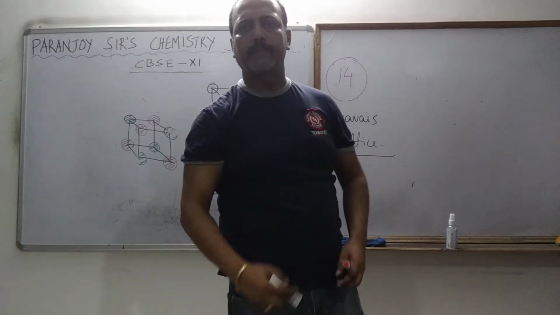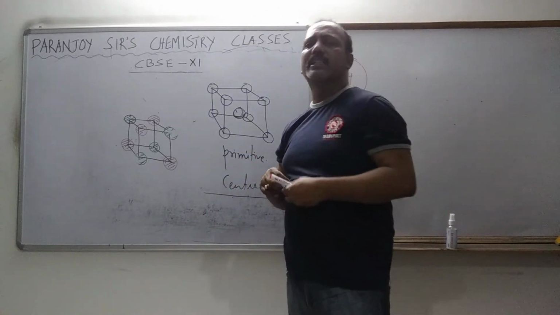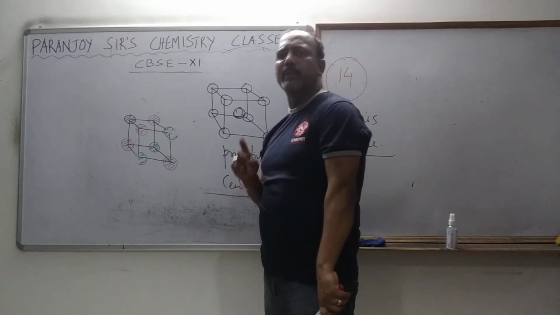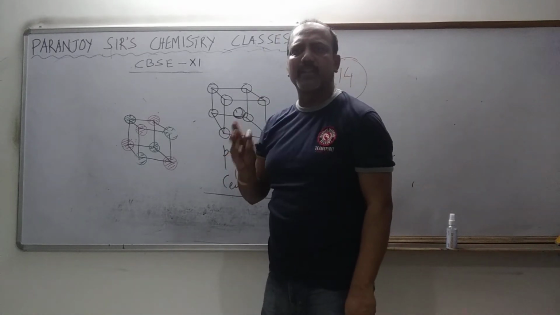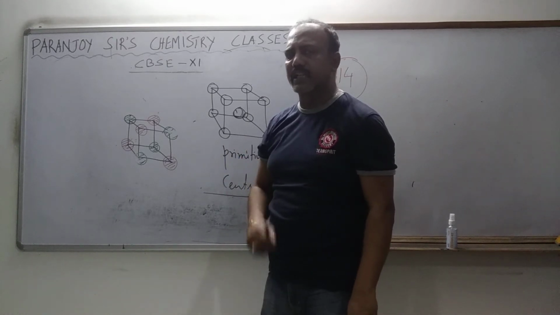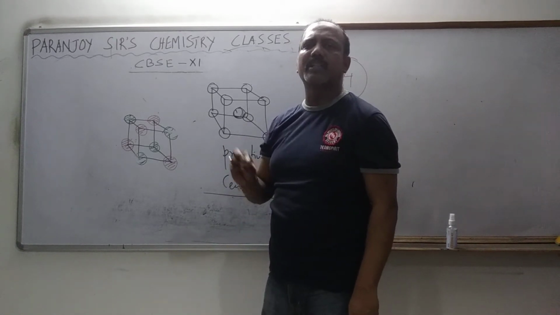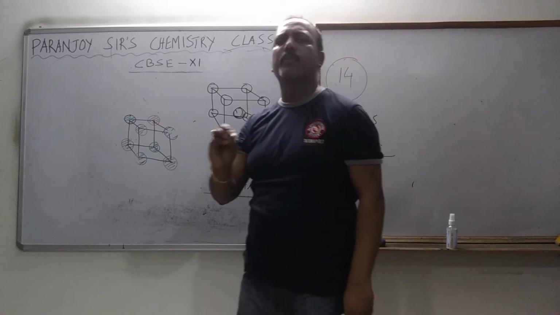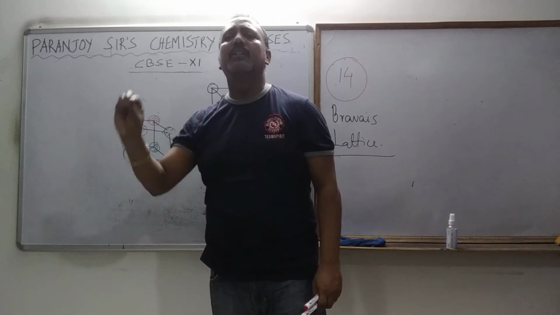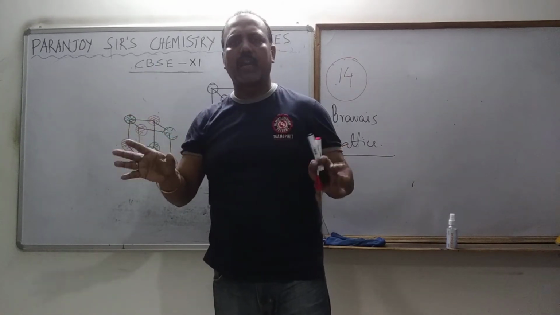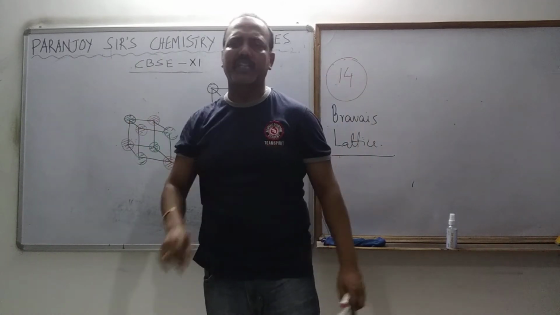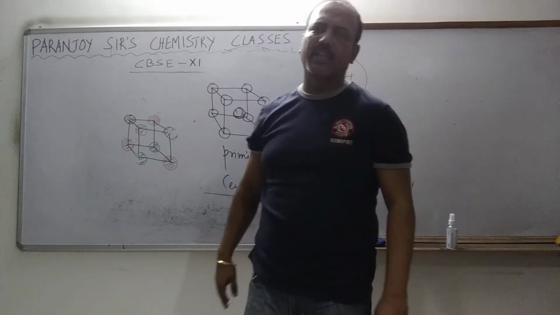Centered unit cell. Unit cells can be of two types. What are the two types? Primitive. What is primitive? Primitive means the lattice points are present only at the corner of the unit cell. And centered unit cell. What is a centered unit cell? Centered unit cell means along with the corner, lattice points are also present in the body, wherever inside the body, edge, face, anywhere, we will see that. That is called the centered unit cell.